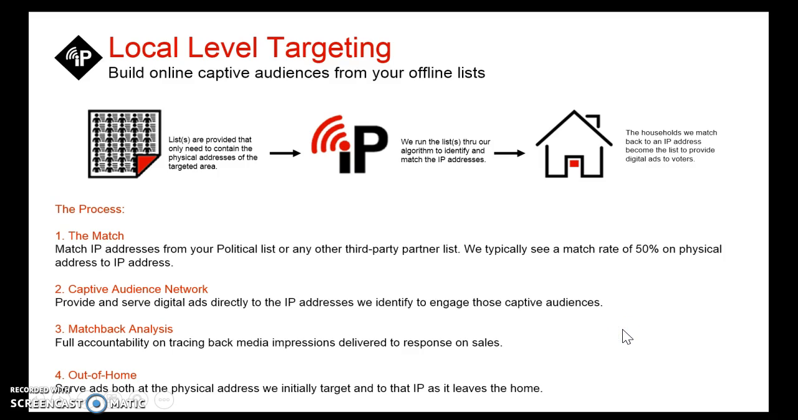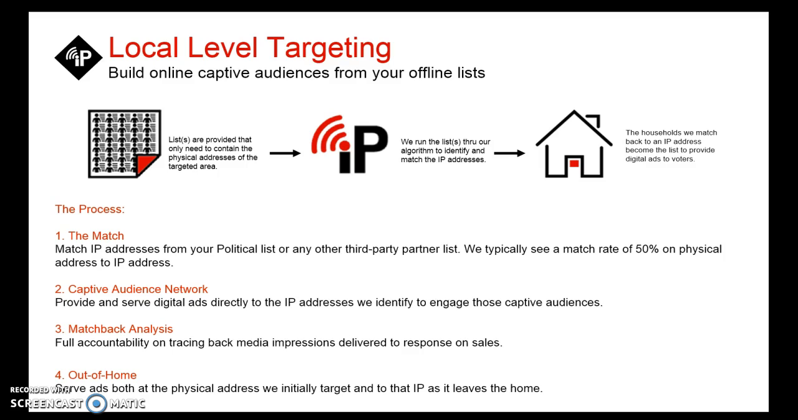The way this program works is that we take a list that is provided. We only need the actual physical address of the target area. We then take that list and run it through our algorithm to identify and match IP addresses at the home level. We then take the households we match back to an IP address, which become the list, or what we call the target list, for video and ads and various types of ads that are associated with websites that your clients, or should I say your political clients, will go to.